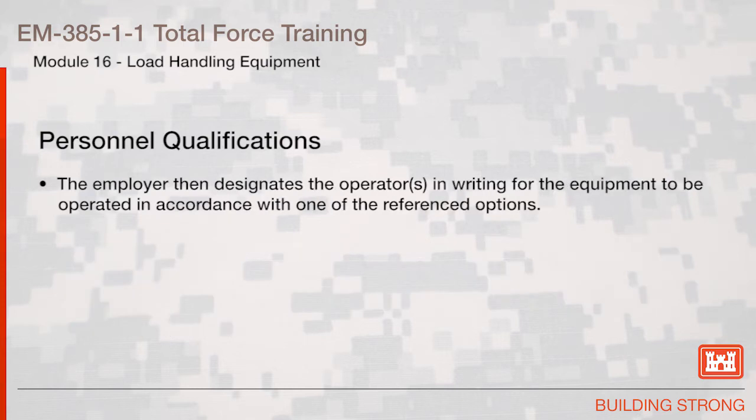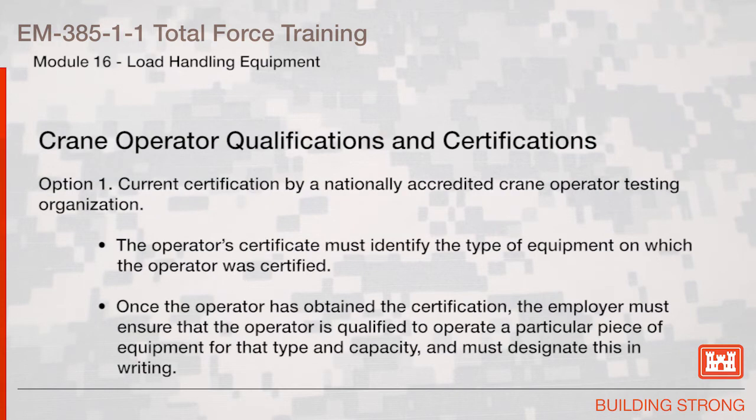The employer then designates the operator or operators in writing for the equipment to be operated in accordance with one of the referenced options. Option 1, current certification by a nationally accredited crane operator testing organization. The operator's certificate must identify the type of equipment on which the operator was certified. Once the operator has obtained the certification, the employer must ensure that the operator is qualified to operate a particular piece of equipment for that type and capacity and must designate this in writing.